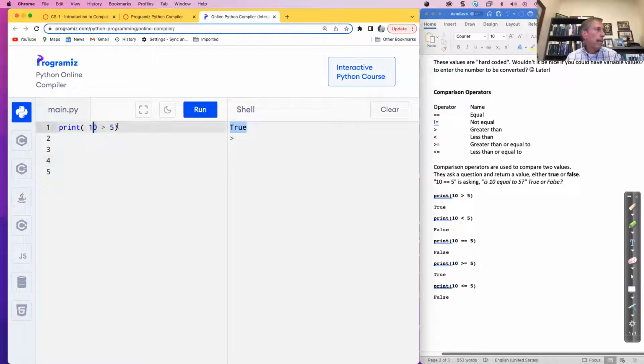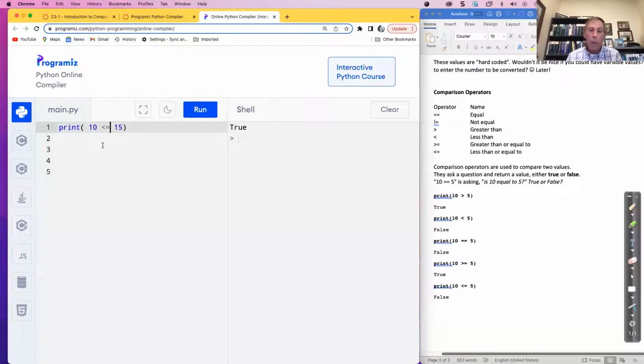Okay. Is 10 greater than 15? There we go, clear that. Is 10 greater than 15? That would be false. Is 10 less than 15? Yeah, true. Is it less than or equal to 15? Less than or, wrong place there. There we go. Less than or equal to.